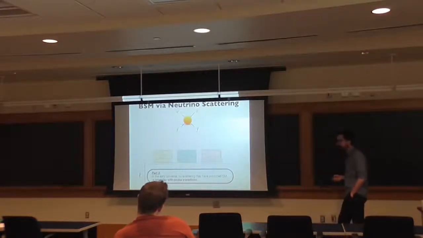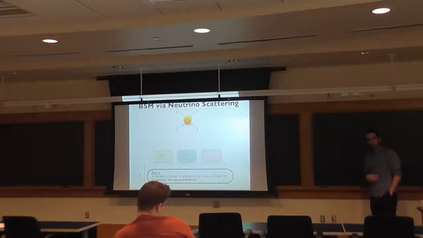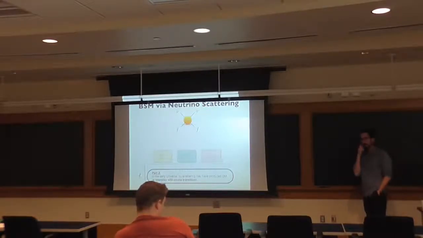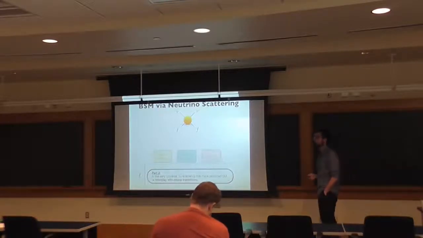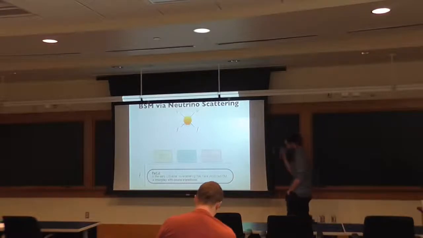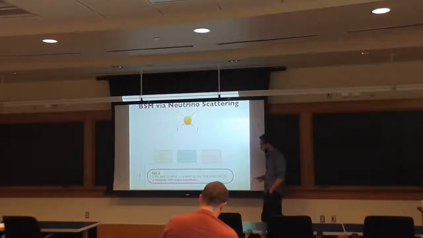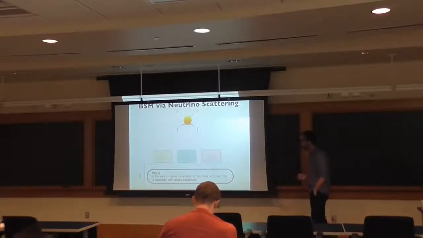So, all that I've talked about so far is neutrino scattering at present day times. In the final part of the talk, which is very short, so I'm almost done, I'll talk about neutrino scattering in the early universe that could have been the origin of dark matter.